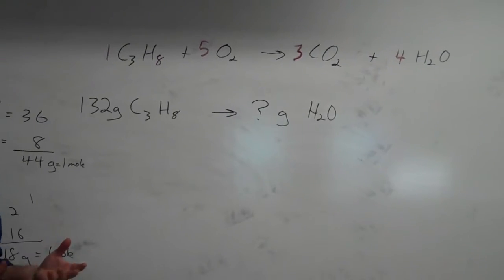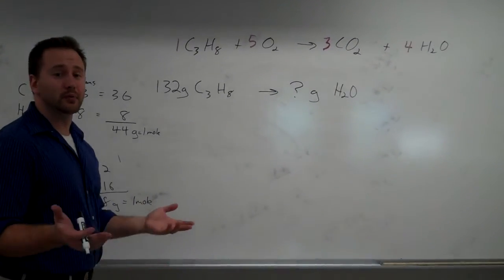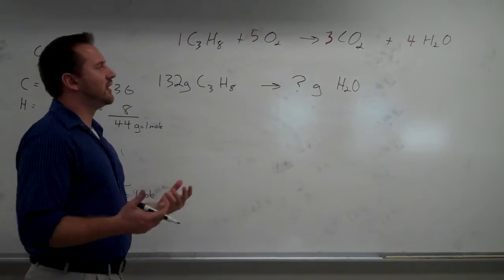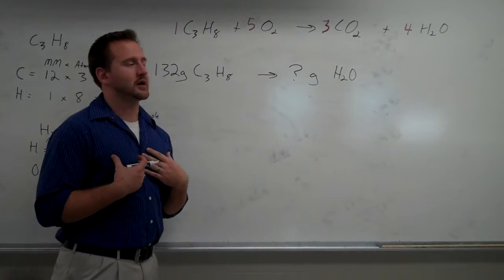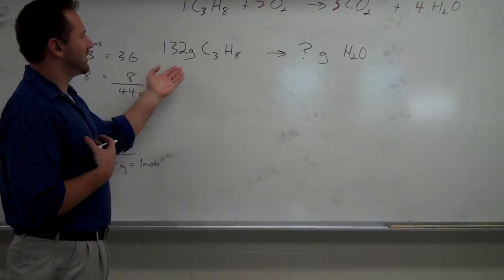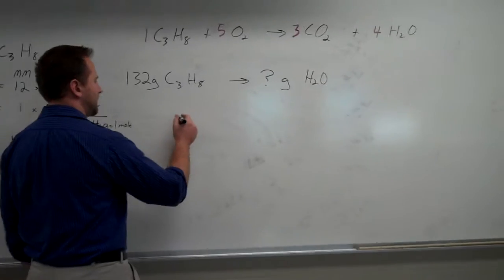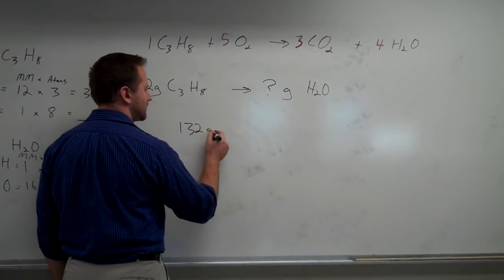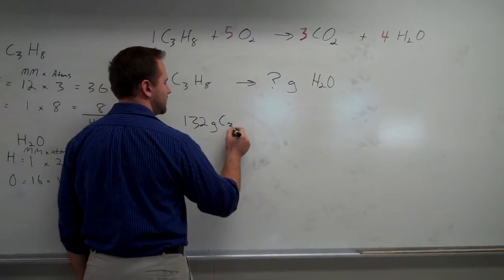Now, pretend that we're burning propane in open air where we have plenty of oxygen. I want to find out how many grams of water I can produce. So I'm going to take my amount of propane, which is 132 grams, C3H8.